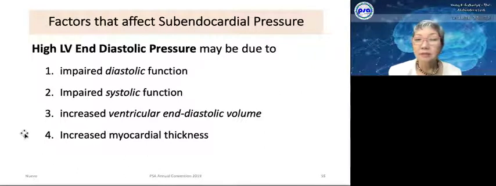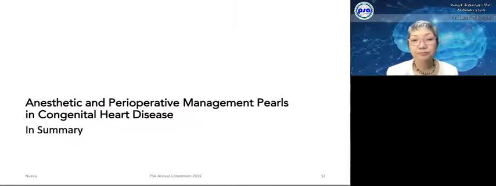And these are the factors that can lead to high left ventricular end-diastolic pressure that can affect diminishing coronary perfusion, because that will lead to subendocardial ischemia. So diastolic, systolic functions, and the volume, and even the thickness of the myocardium.